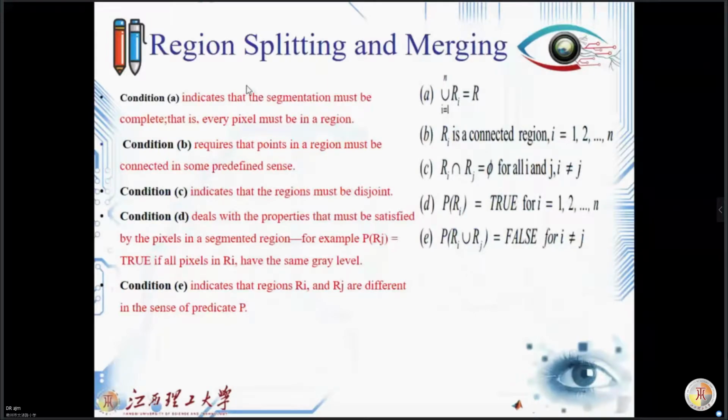If we review again, condition A indicates that the segmentation must be complete, that is, every pixel must be in a region. Condition B requires that the points in a region be connected in some predefined sense. Condition C indicates that the regions must be disjoint. Condition D deals with the properties that must be satisfied by the pixels in the segmented region. For example, P(Ri) is true if all pixels in Ri have the same gray level. And condition E indicates the regions Ri and Rj are different in the sense of predicate P.